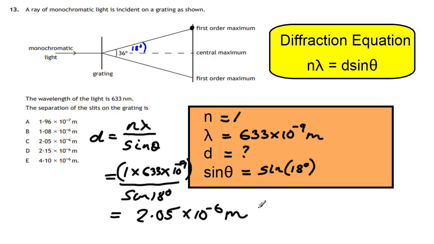That is the gap between each of the lines in the diffraction grating. That's the actual little small gap we call D. So we check our answer, and it's got to be answer C. So answer C for question 13.